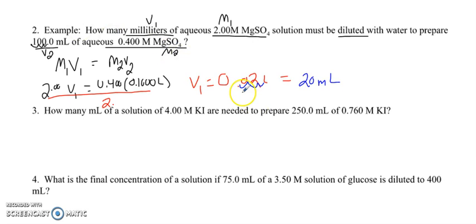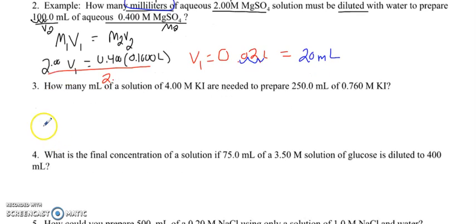So V1, I want you to pause, plug this into your calculator, and give me your answer. Okay, so let's look at your work. So you should have gotten 0.2 liters, and when you convert that back to milliliters, because that's what you were asked for, it would be 20 milliliters. So we would need 20 milliliters of that 2 molar solution to dilute it into 100 milliliters of 0.4 molar. So we have to add 80 more milliliters to it to get that desired concentration.